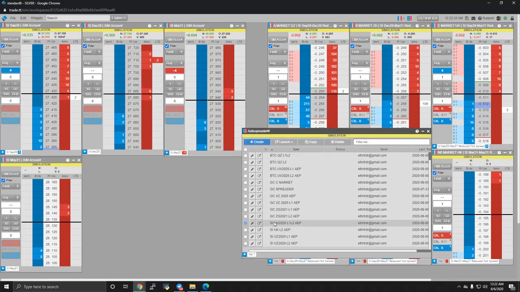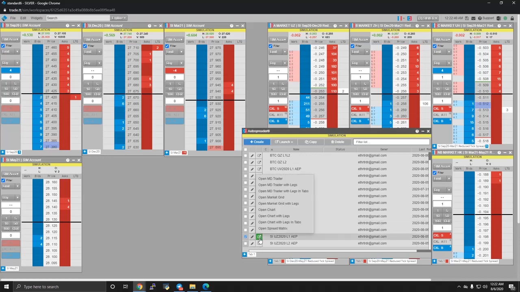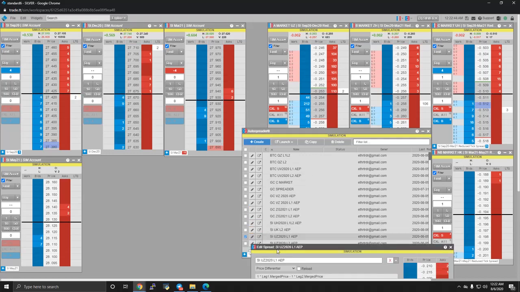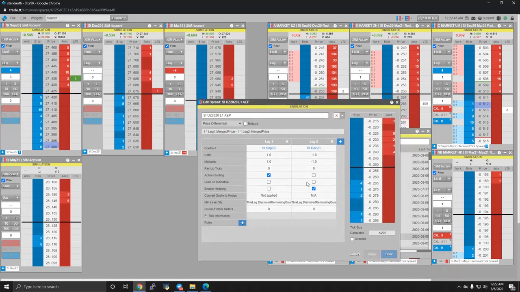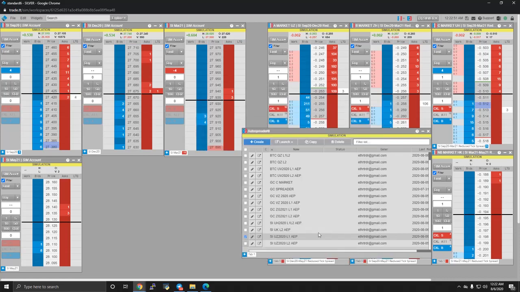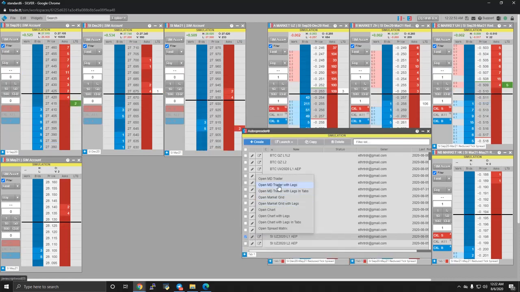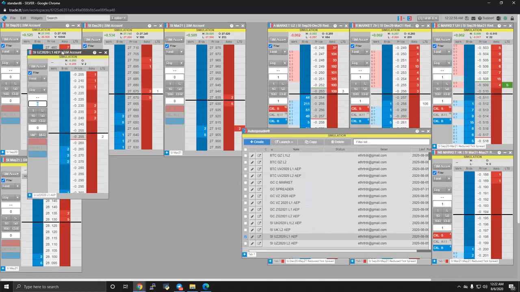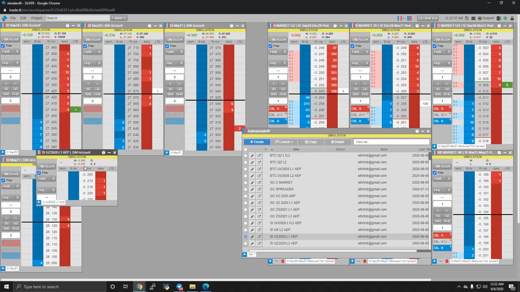So let's do the SEP UZ spread. I think I already have that made. Let's work it in leg. Let's actually edit this to work both legs. So I will actively quote in both legs. Save that. We'll launch it. Open an MD Trader. Let's get this thing working.